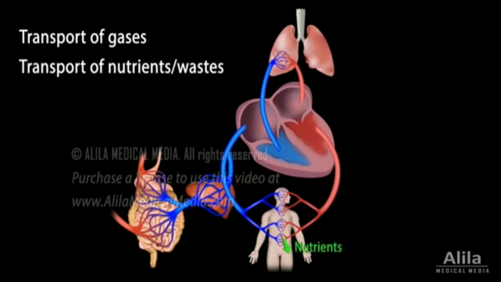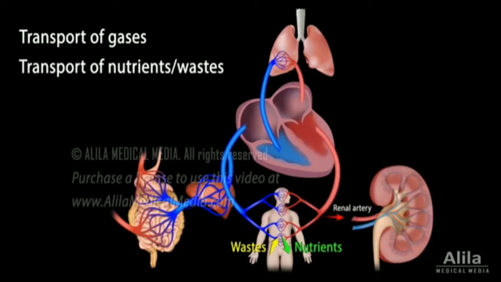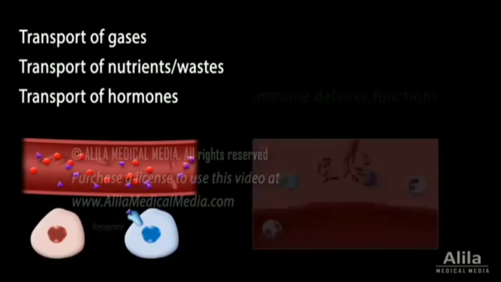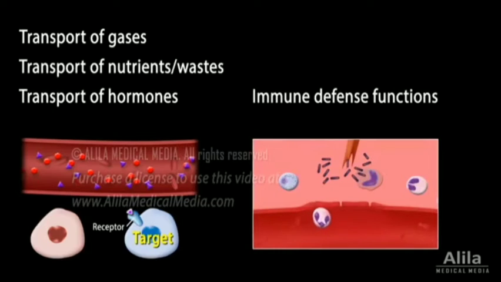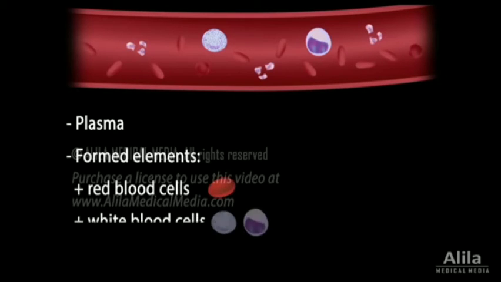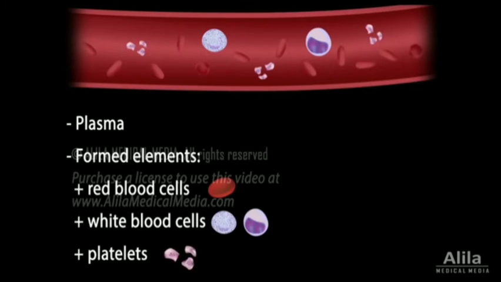In tissues, nutrients are exchanged for wastes. Wastes are then filtered from the blood in the kidneys and removed in urine. The blood also carries hormones from endocrine glands to target organs and plays an important role in the body's immune defense. The blood has two main components, a clear extracellular fluid called plasma, and the so-called formed elements, which include red blood cells, white blood cells, and platelets.